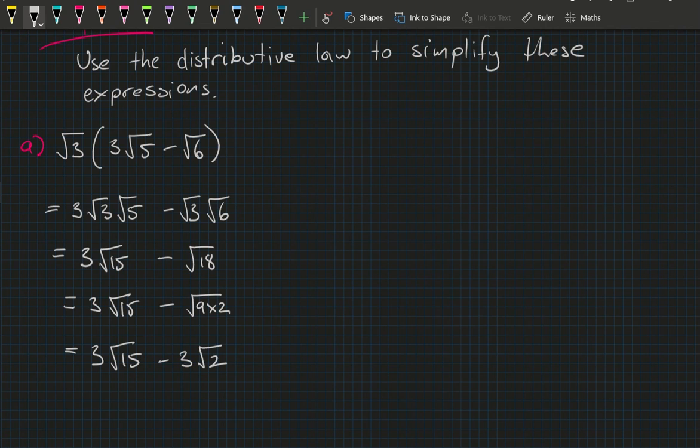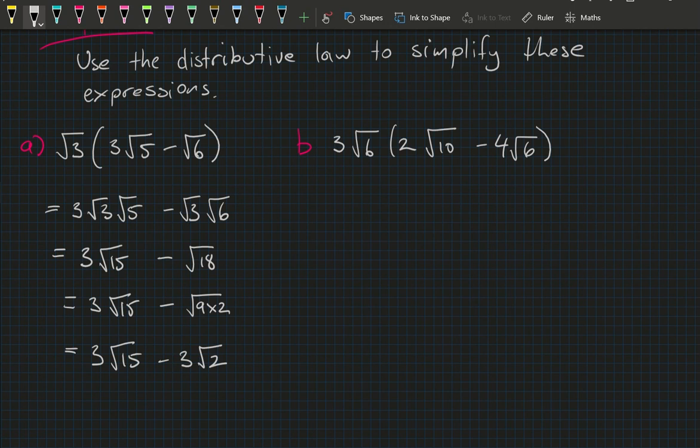Alright, let's go on to part B, where the expression is 3 times the square root of 6 times 2 times the square root of 10 minus 4 times the square root of 6. Alright, so the 3 times the square root of 6 has to multiply each element inside the brackets. And seeing we've already done these sort of steps in the first couple of examples, I'm going to skip a few steps, so to speak, here.